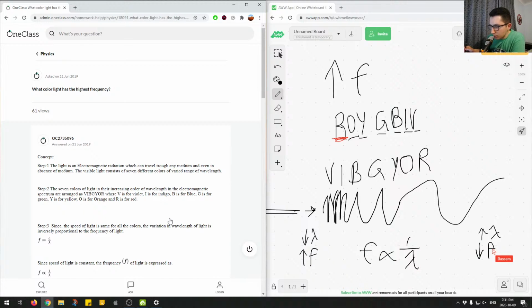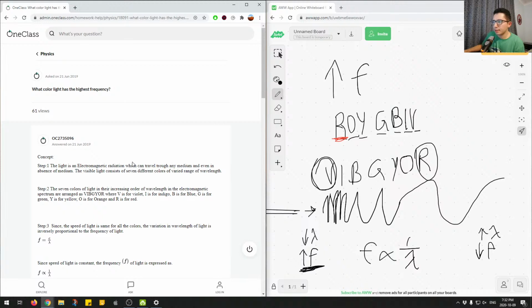So let's get back to the question. What color light has the highest frequency? From our diagram and our mnemonic, we can see the highest frequency is on this side, and we know that violet has the highest frequency. On the right side is red, and we know red has the lowest frequency.